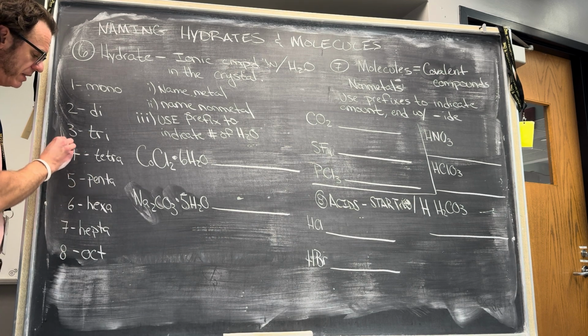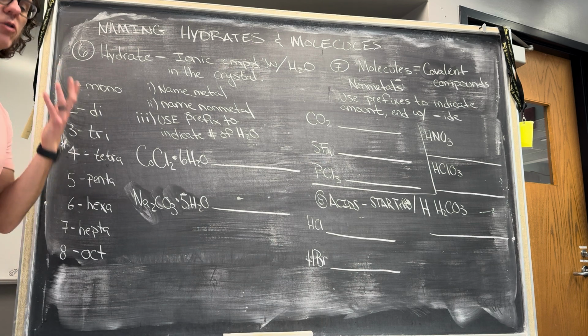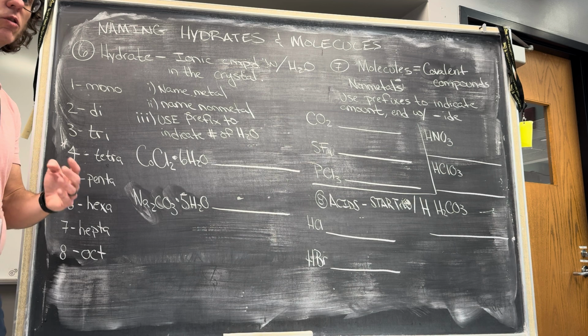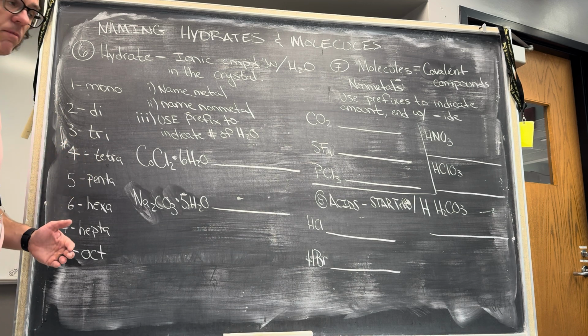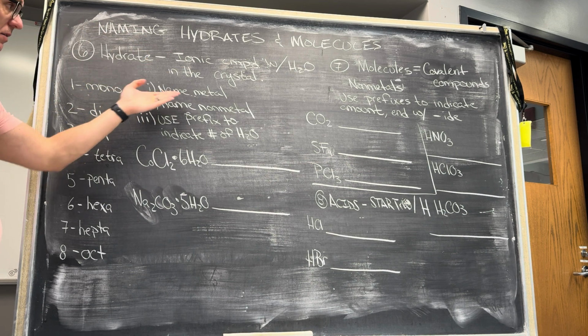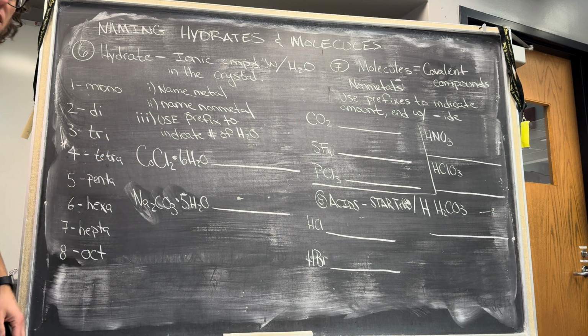I wanna draw your attention to 4. The prefix is tetra. If you're wondering how you're gonna remember that, just think of Tetris. Every single piece has 4 blocks in it. Tetra means 4, all right? The way this works is these are ionic compounds, so we name them like we do ionic compounds. Name the metal, name the non-metal, and then use a prefix to indicate number of waters.